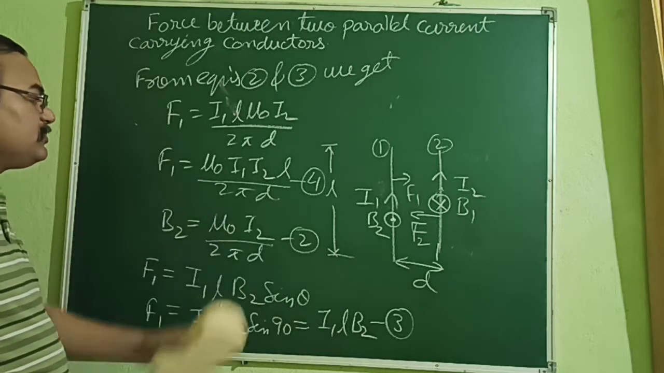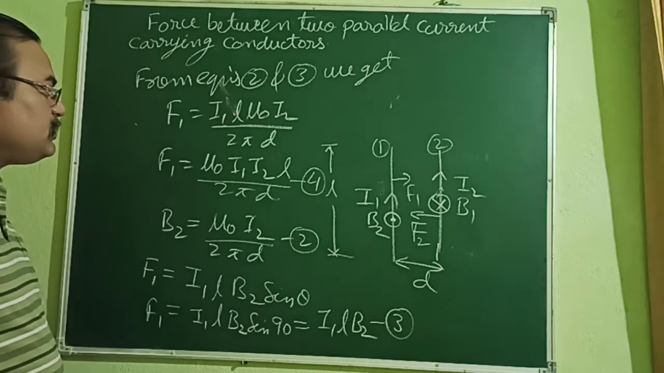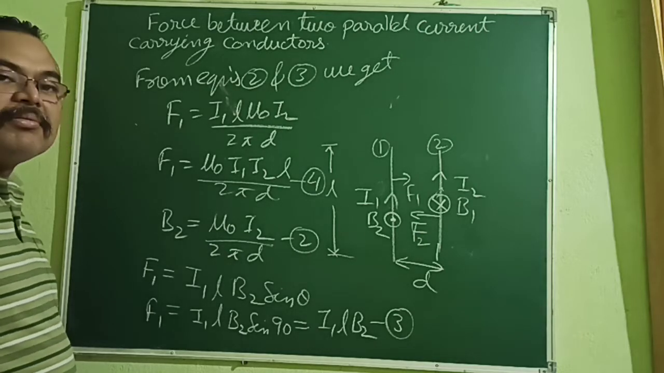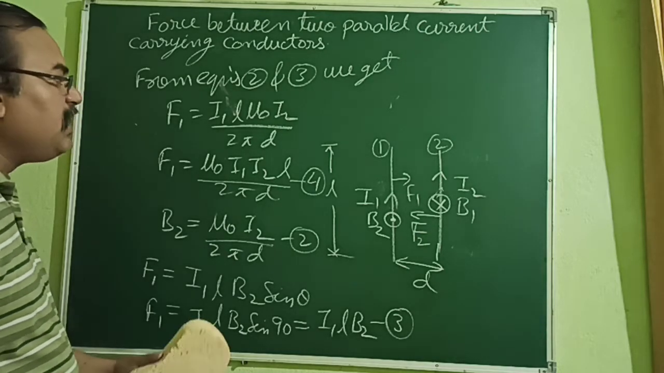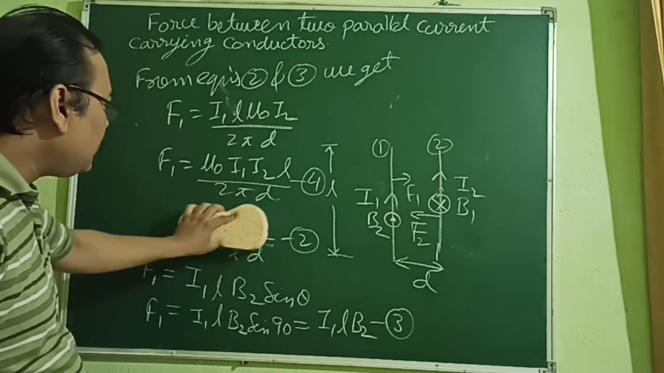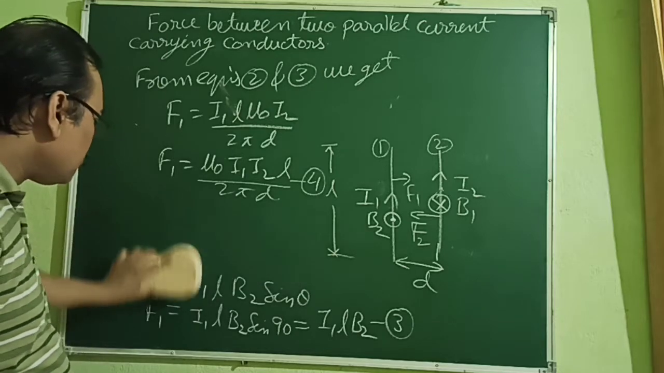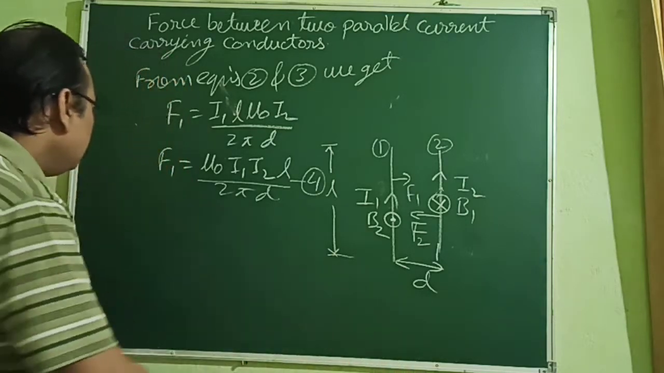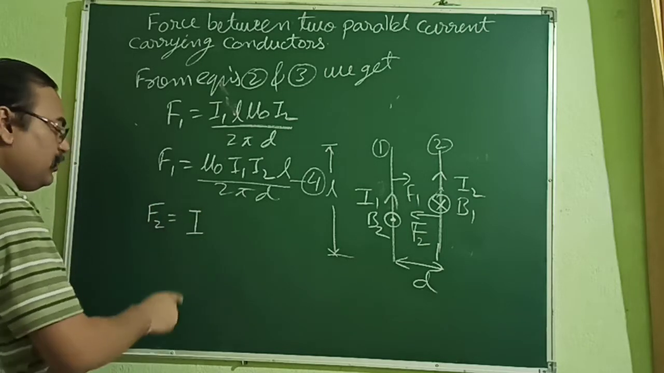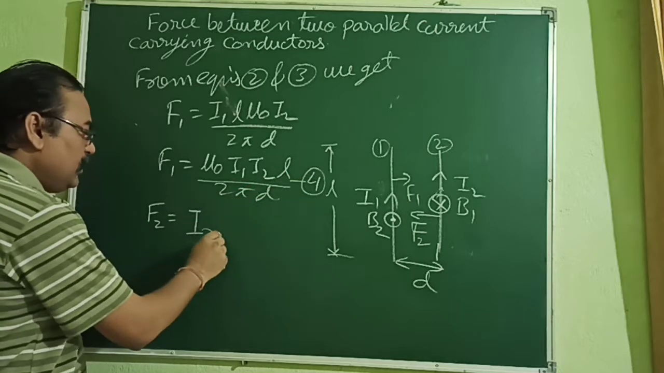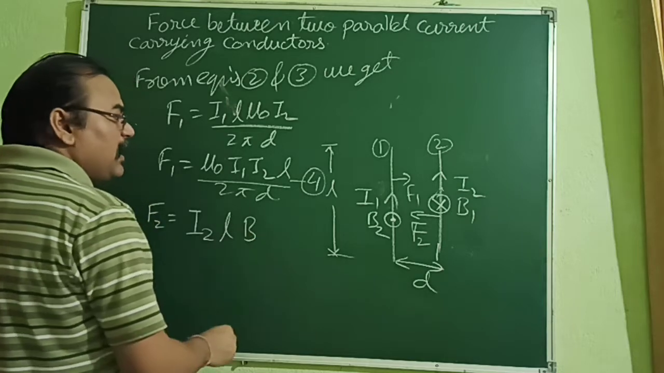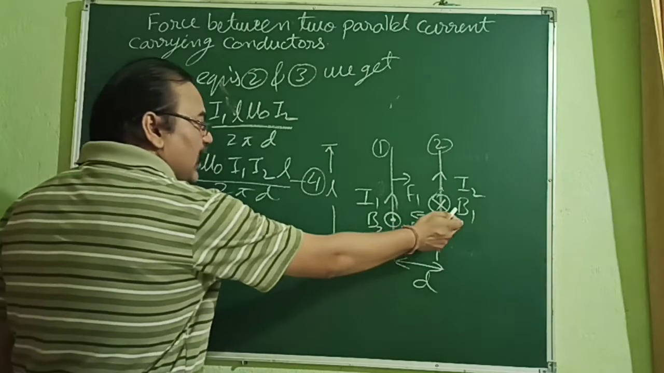This is the expression when they are separated by a distance d, and conductor 1 is carrying current I1 and conductor 2 is carrying current I2, and they have the same length L, and the medium between them is free space. Now in the same way, we can go for the force acting on conductor 2. So what will be the force acting on conductor 2? F2 will be, again, I, which is the current in conductor 2, that is I2. Then L, the length of the conductor, both have the same length, and B, the magnetic field in which conductor 2 is placed, and that is magnetic field B1.